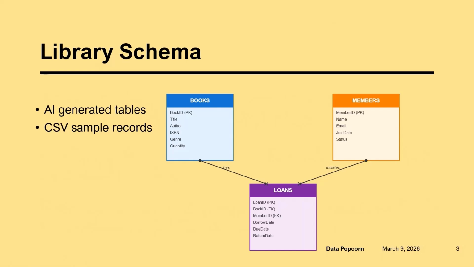We need to have a sample database. I went and used AI to generate some tables. The books table, the loans, and members table are all part of the library schema, and we have 3 sample CSV files.